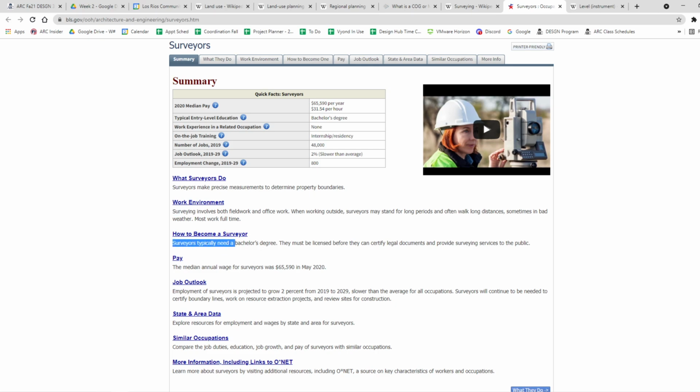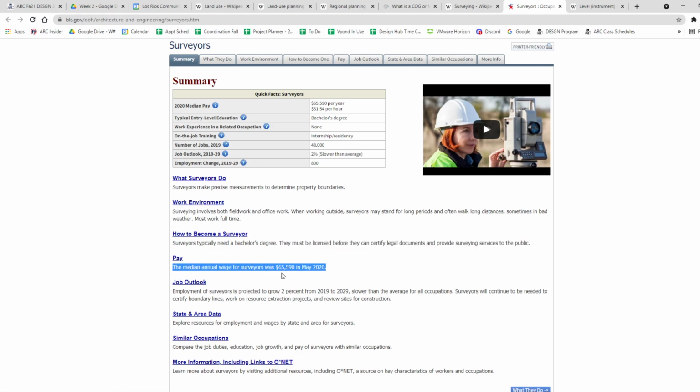This is not true. They don't need a bachelor's degree. This is true. You need a license. Most surveyors can take 4 or 5 classes and then work for a civil engineer or a certified surveyor for a certain amount of time, sort of like architects do, and earn credit to qualify for their license exam.